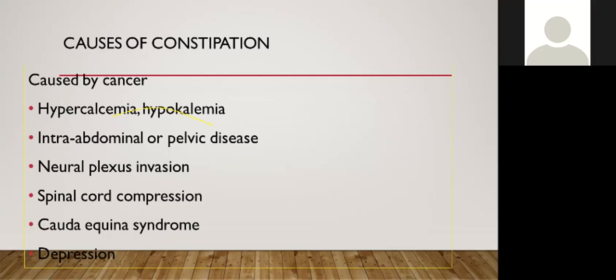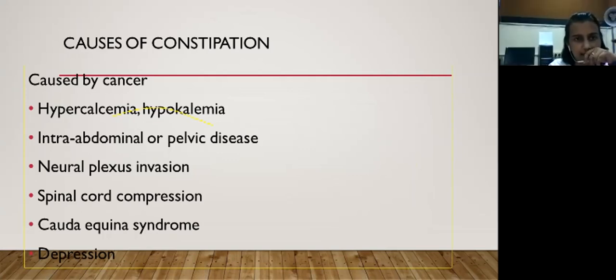Okay, so causes of constipation. It can be caused by cancer. How does cancer cause constipation? One is hypercalcemia and hypokalemia. When the disease is inside the abdomen, it can press on the bowel, because of intra-abdominal and pelvic diseases. Sometimes the cancer itself can invade the nerves, so it can be neural plexus invasion. Spinal cord compression, we all know that's an emergency, can present as constipation. Also, cauda equina syndrome, and depression in patients with cancer can present with constipation. Next slide.